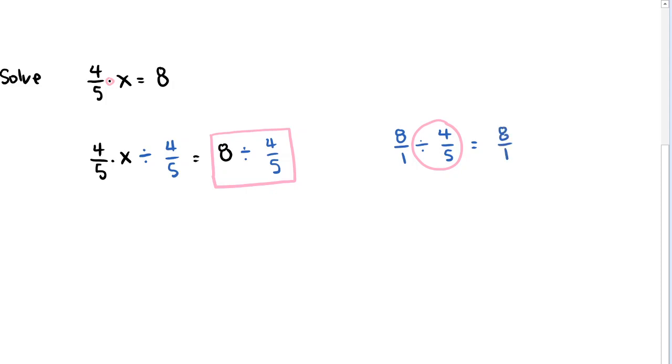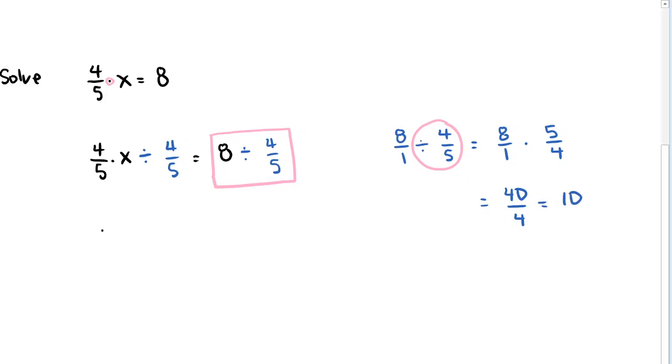So I still have 8 over 1 here. Nothing happens to this first quantity. But here, I take the reciprocal of my second fraction, switching the numerator and the denominator, and then I multiply instead of divide. That's what I mean by multiplication and division being kind of the opposites. Instead of dividing by 4 over 5, we're multiplying by 5 over 4. And we know how to multiply, right? We multiplied in the last example. We just multiply straight across. So this is 8 times 5, that's 40, over 1 times 4, that's 4. And so this is 10.